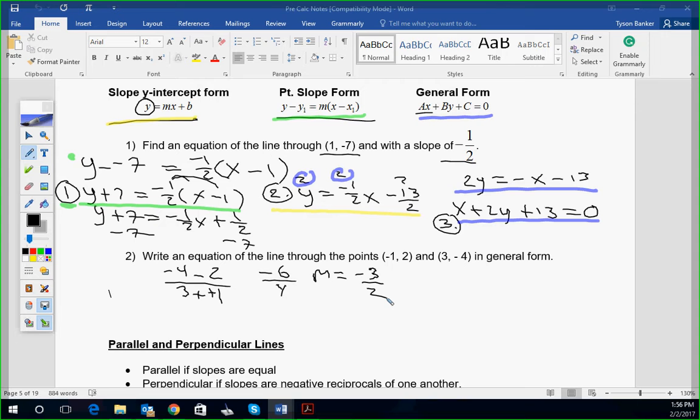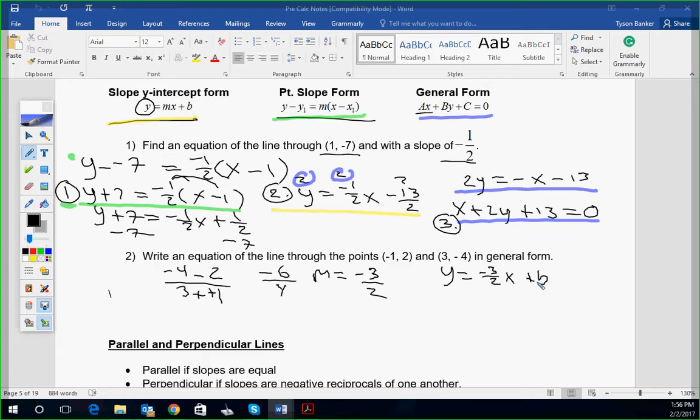Your slope is -3 over 2. So now it's a matter of what works best for you. You can put this in point-slope form, you can put it in slope-intercept form, whatever you want to do. I'm going to put it in slope-intercept form because I like that the best. So I'm going to go this here. And we need to get b now. How can I get b? Who remembers how we get b?